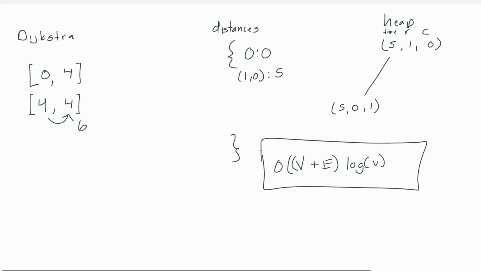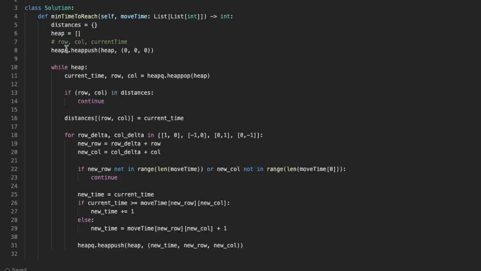So let's look at the code and see exactly how we could solve this. The first thing we do is set up our Dijkstra's algorithm. There's really 2 main things to make it work. We have our distances, which is going to record the shortest distance that we've seen to get to any position in our grid, and also our heap, which we're going to use to process the edges in a particular order. So the first thing we do, we're just going to push our initial position onto that heap. This is going to be the current time first, then our row, then our column.